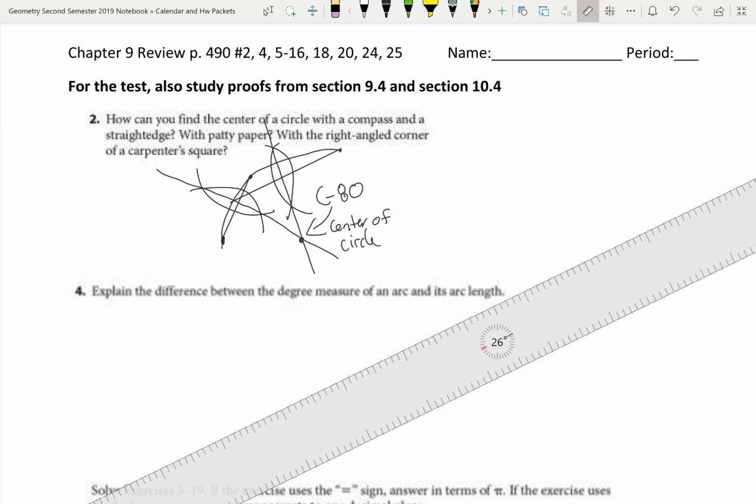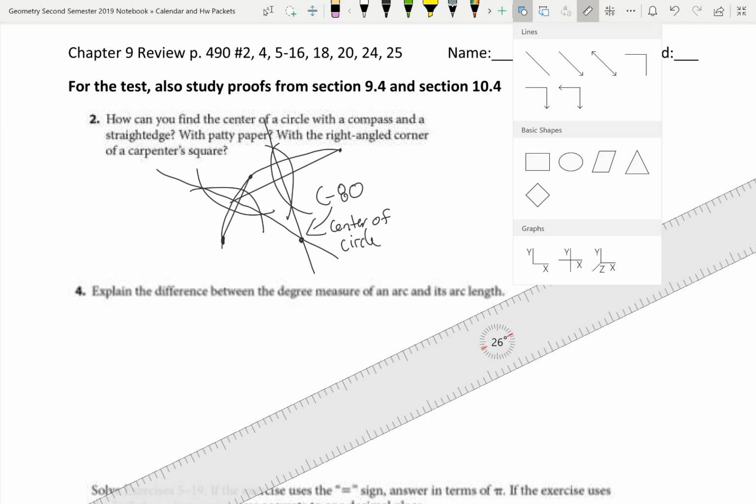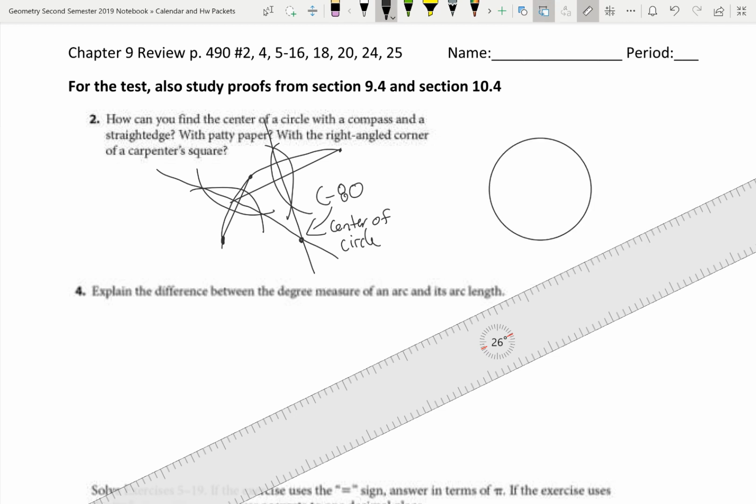But what if you had a circle here? And what about with patty paper? How would you do that? Well, you could fold the paper along a diameter so that the two semicircles coincide. Repeat with a different diameter, and the center is the intersection. In other words, if you have it on patty paper, you could fold it right down the center. And so you know then that the center point's somewhere on that diameter. Now, if you fold it some other way in half, then where those two diameters intersect, that would have to be the center.